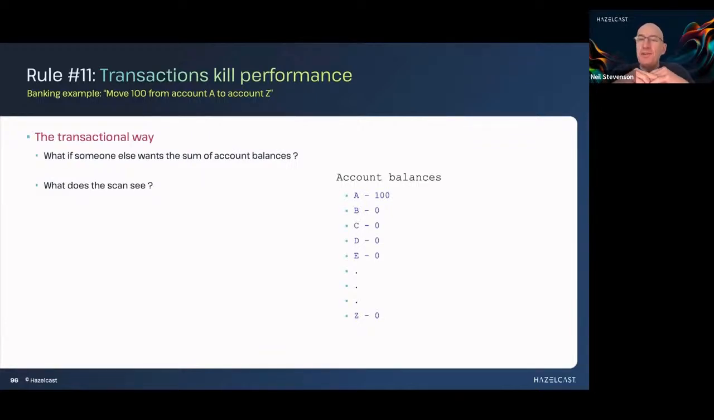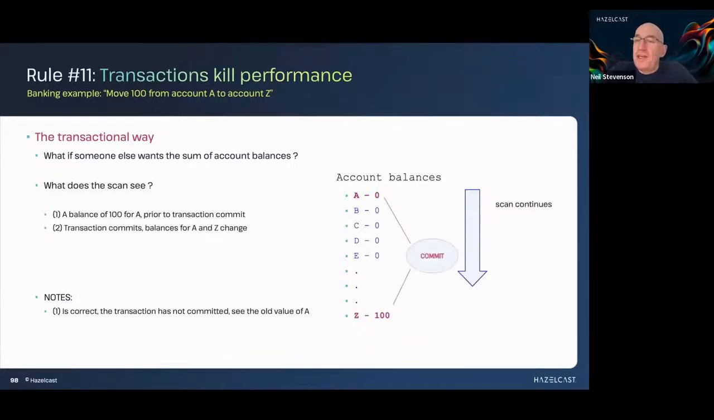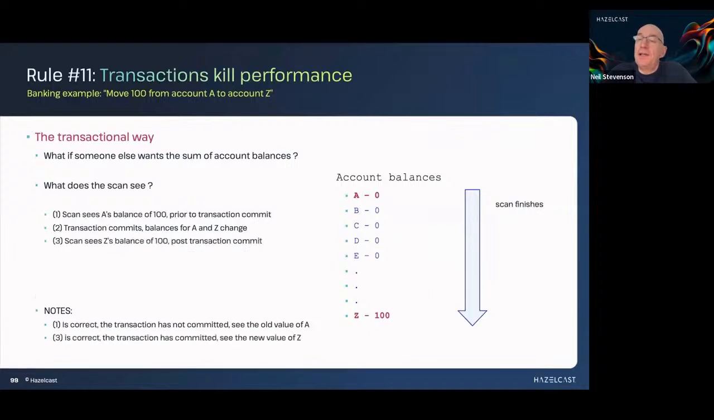So this is our starting position. Account A has got 100. There's various other accounts. They're all empty just for simplicity. And account Z at the bottom currently has 0 as well. So we start doing a scan. On our running total, we've found 100 from A. Meanwhile, the transaction then commits, changes the value of A to 0 and the value of Z to 100. And then my scan reads the value of Z and gets 100.